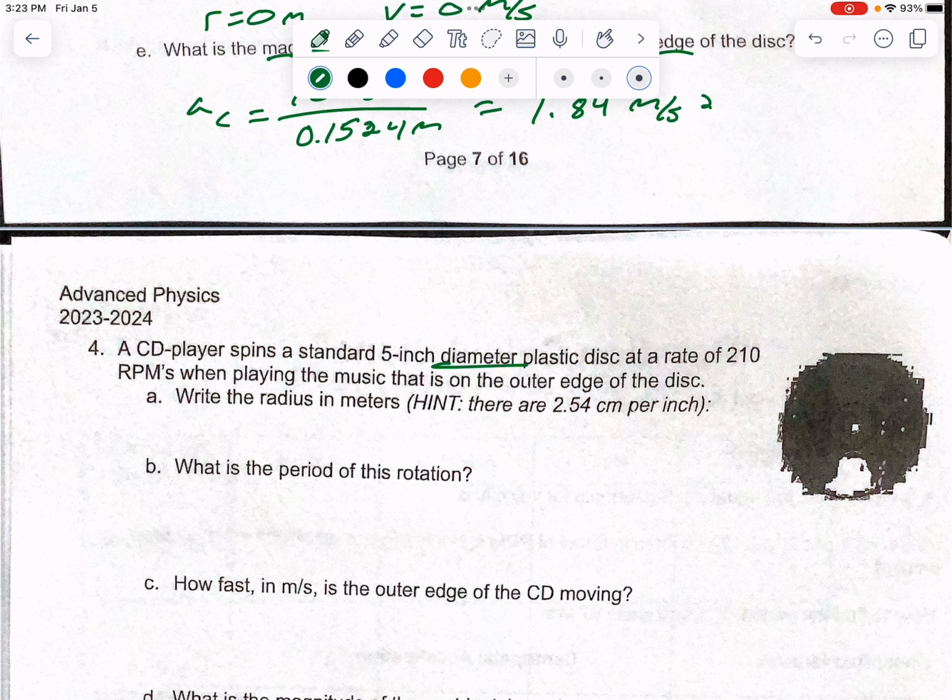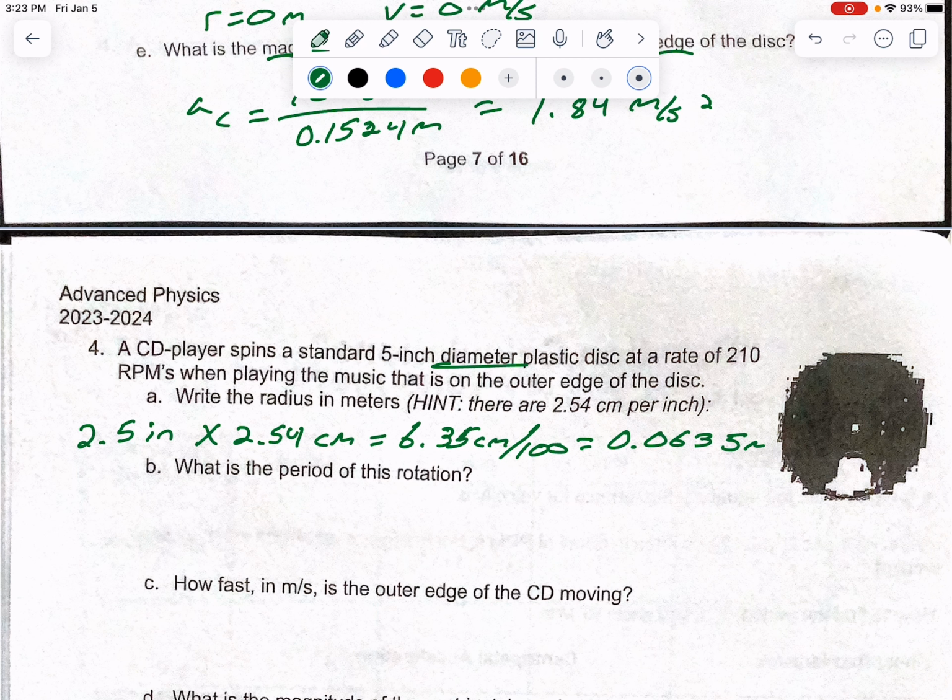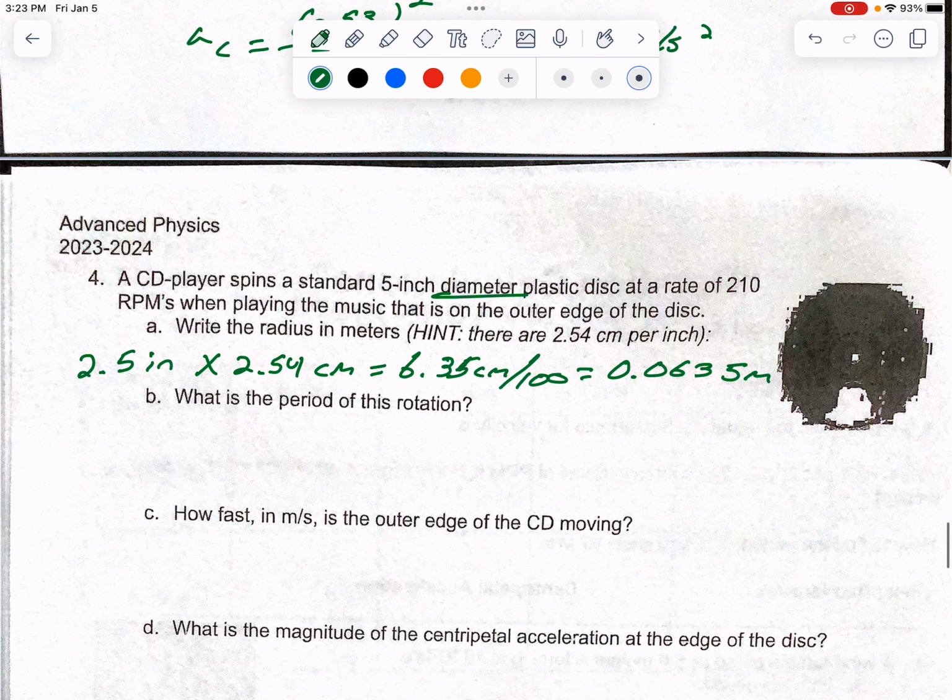So diameter, can't do anything with that. So 5 divided by 2 gives me 2.5 inches. Okay, and there we're going to multiply that by 2.54 centimeters. And that's going to give me a total of 6.35 centimeters. But I need meters, so I'm going to divide by 100. So that gives me a radius of 0.0635 meters.